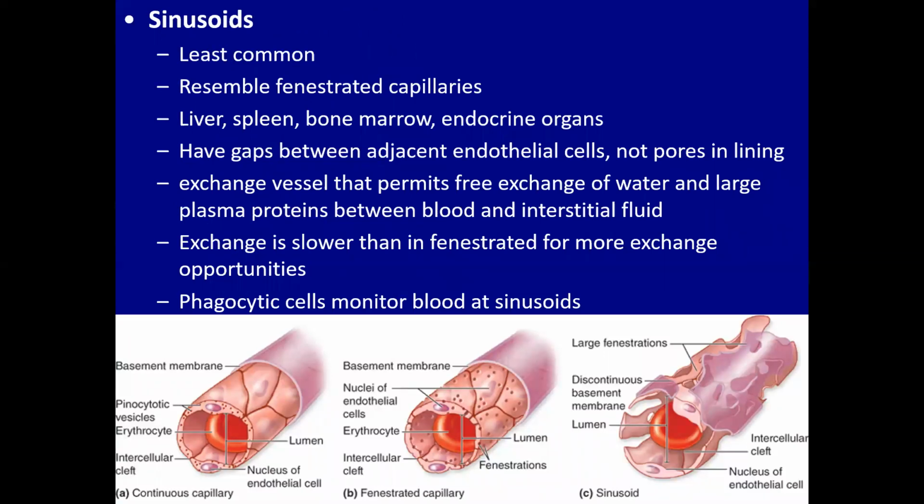Sinusoids are the capillary that are least common. They look a bit like a fenestrated capillary. You find them in your liver, spleen, bone marrow, endocrine organs, a lot of your reticulated or reticular organs. So the gaps that you find in sinusoids is that they actually have spaces between the endothelial cells. And this allows for this free exchange of water and large plasma proteins. The exchange is slower, but there's also more exchange opportunities.